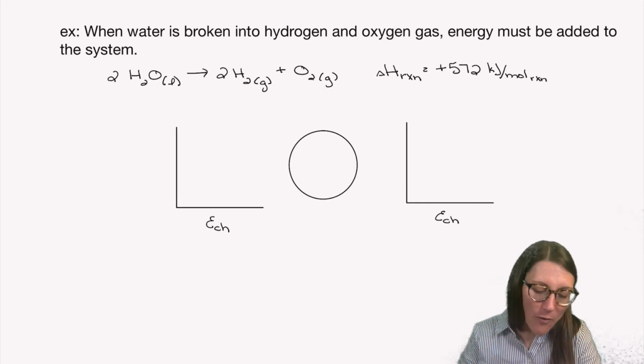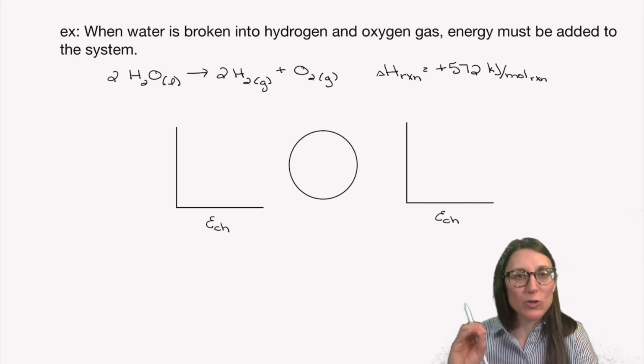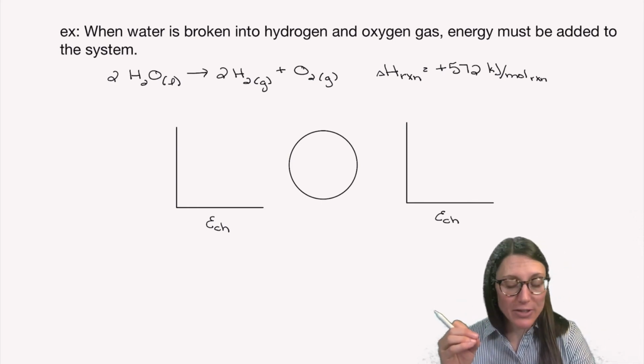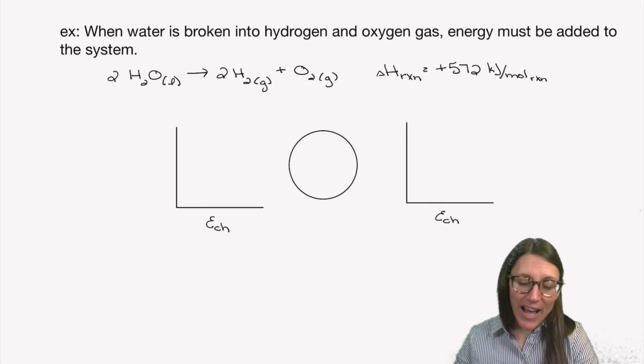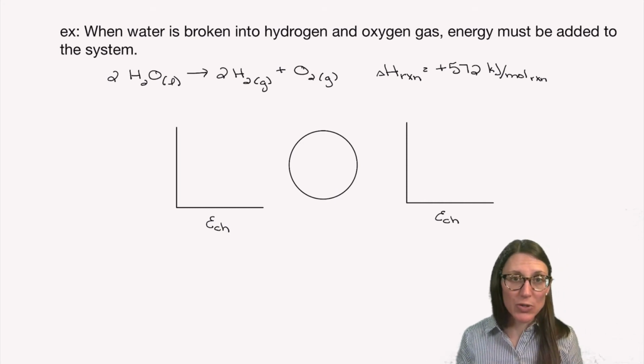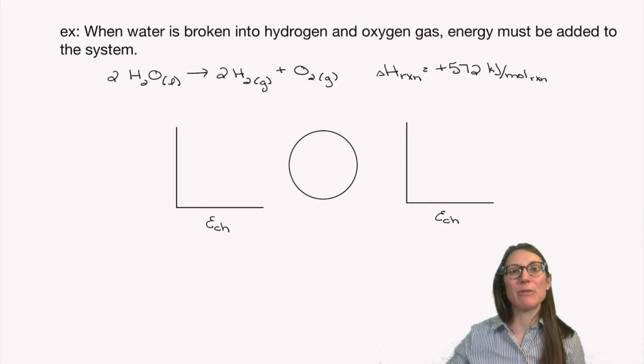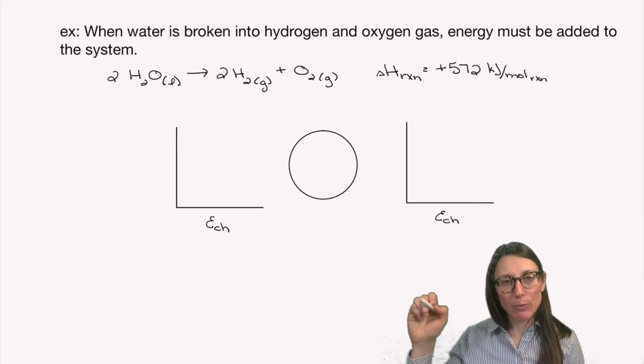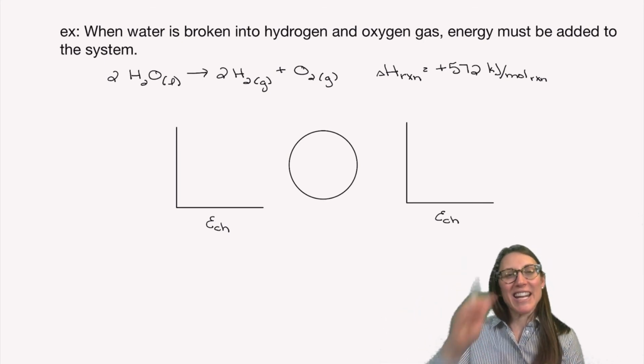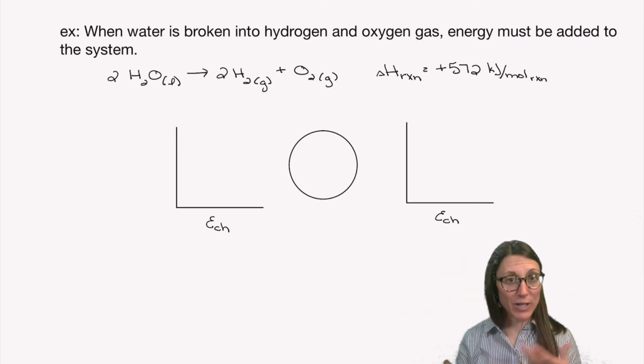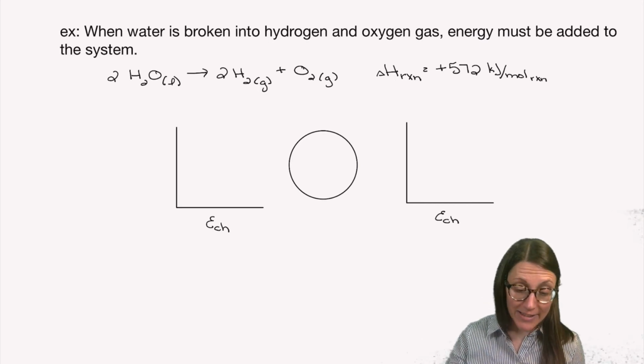And it turns out for 2 moles of water forming 2 moles of hydrogen gas and 1 mole of oxygen gas, I have to add 572 kilojoules of energy for every time the reaction occurs. That's what the per mole RxN indicates. It's each time the reaction happens as it's written. How much energy do we have to add in this case?